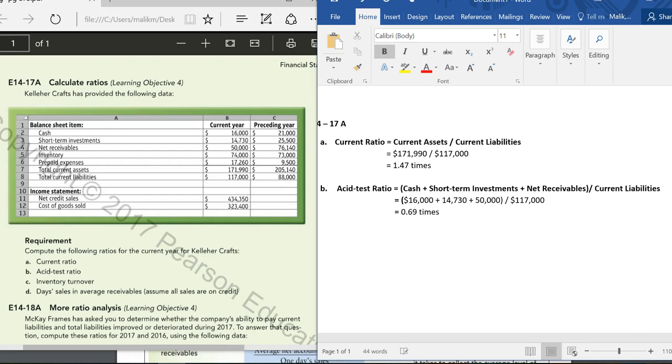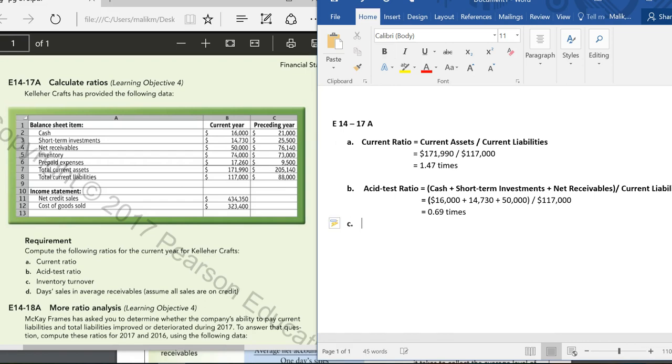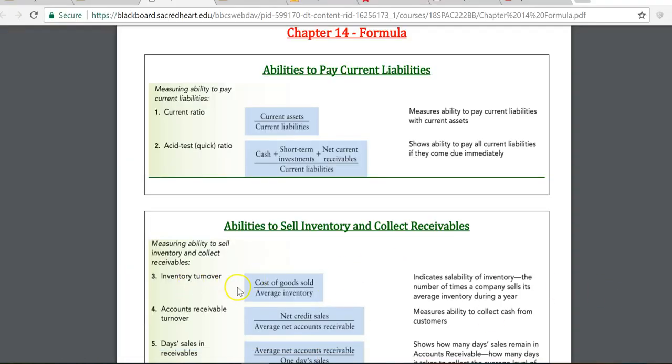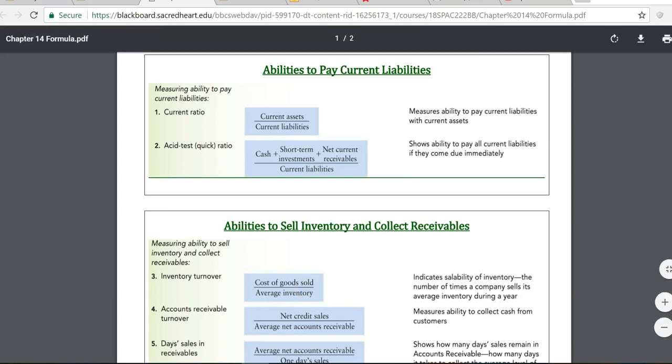Now we will do our third ratio, which is given here. The third ratio is the inventory turnover ratio, and we will check our formula sheet. The inventory turnover ratio expresses your cost of goods sold in terms of your average inventory. You can also call it how many times the company has turned over its inventory. If you check the formula sheet here, the formula is the cost of goods sold over average inventory.